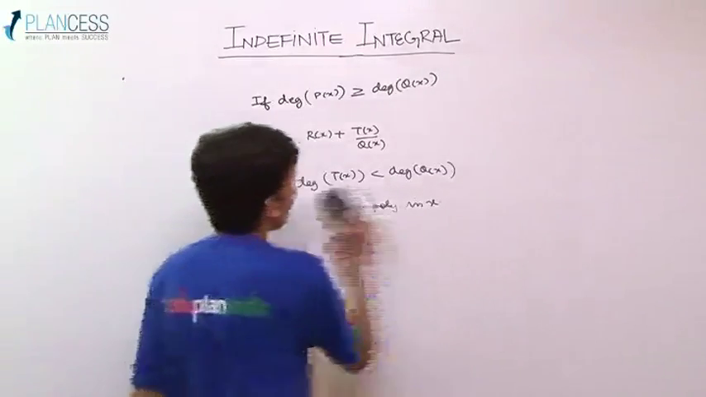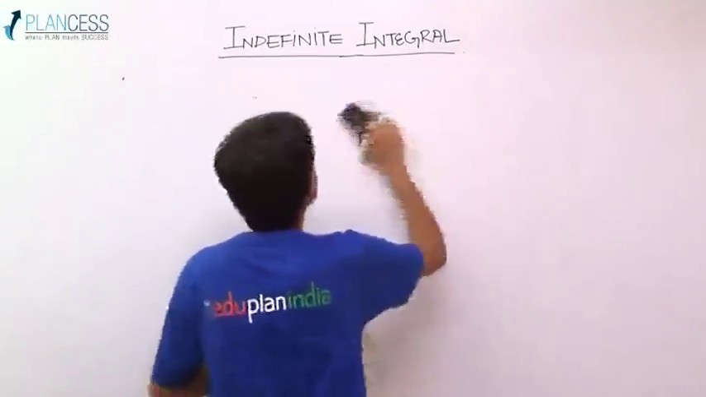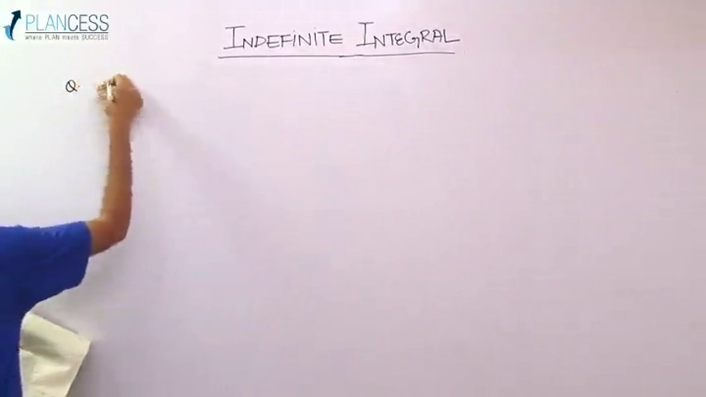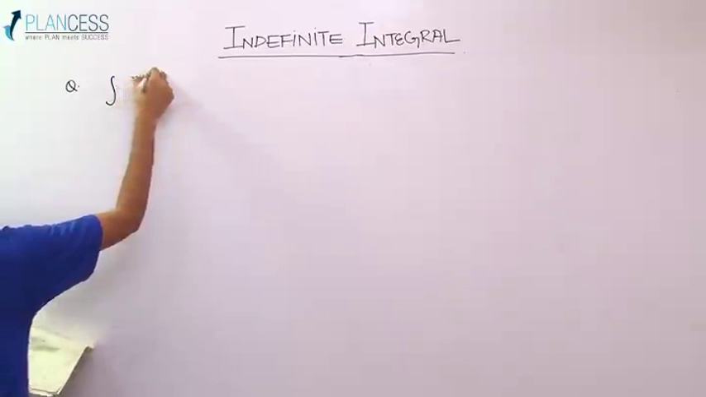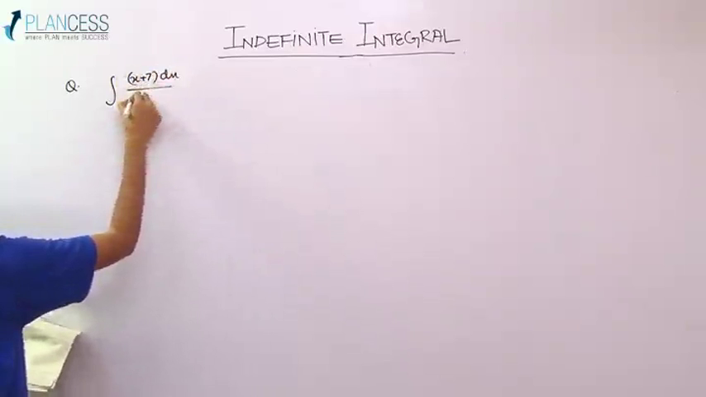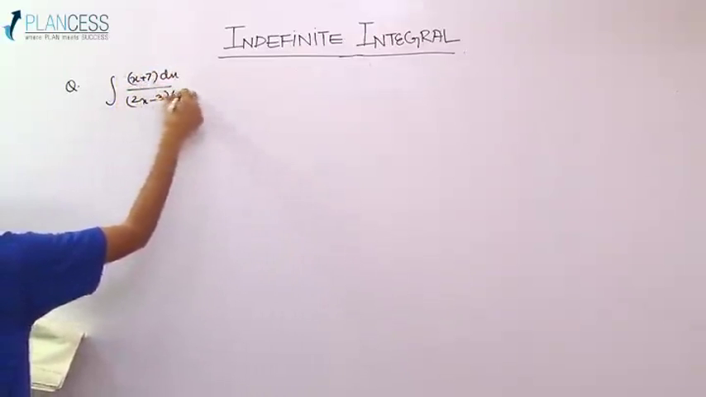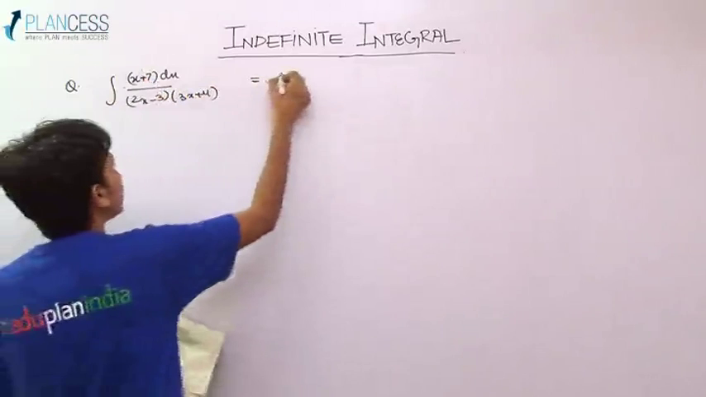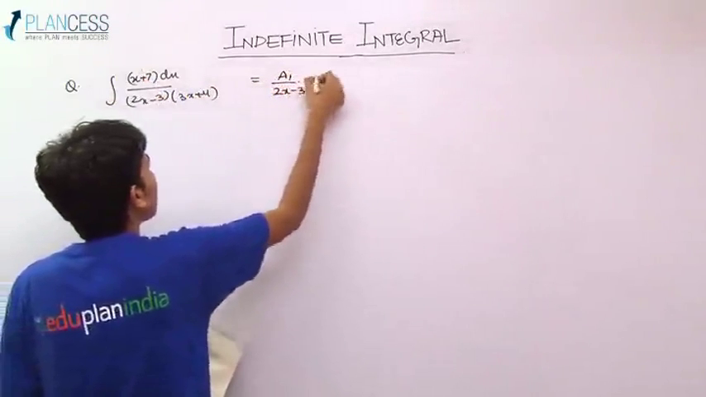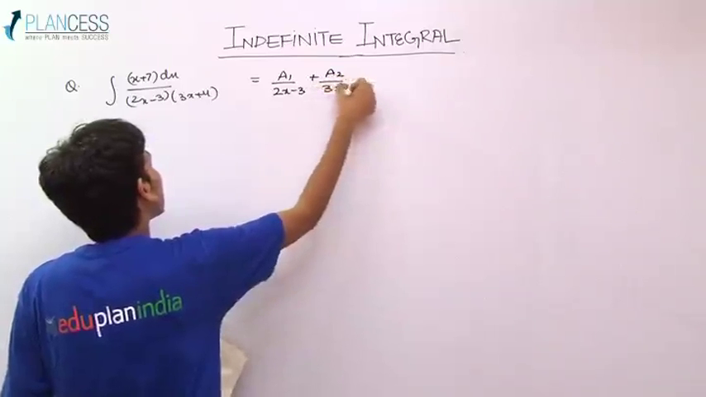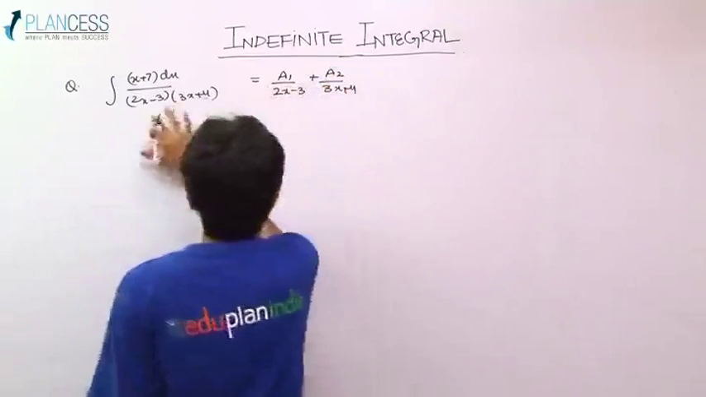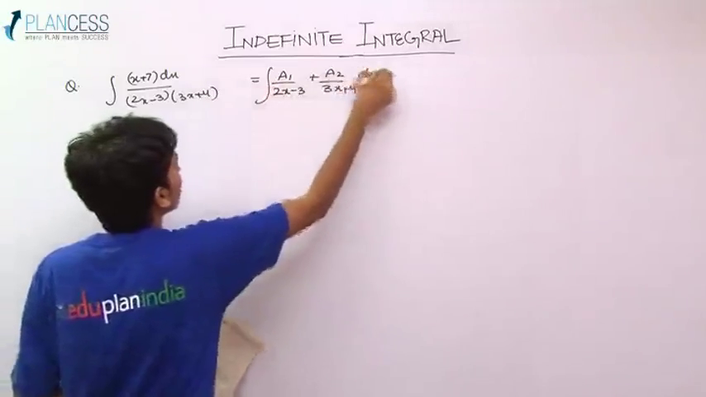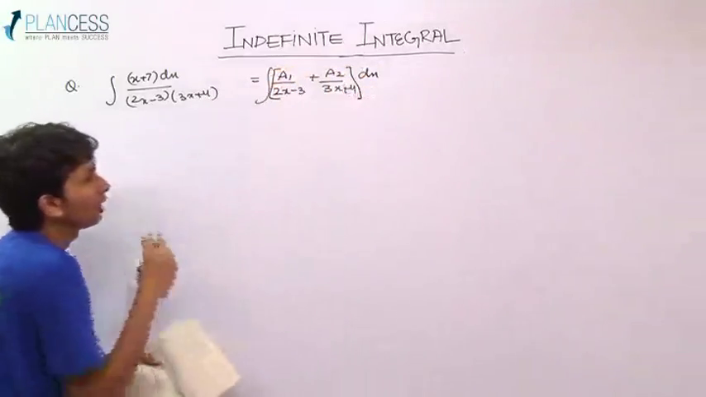Let me take a question so that you understand how we write partial fractions. So say if someone asks you the question, integral of (x plus 7) dx upon (2x minus 3)(3x plus 4). Okay, so the method says that since the degree is smaller than this, no problem, so we say a1 upon 2x minus 3 plus a2 upon 3x plus 4. So this rational function can be written as this. Okay, integral of this dx. So all we need to do is find a1 and a2 and we'll get our answer, because this is simple.